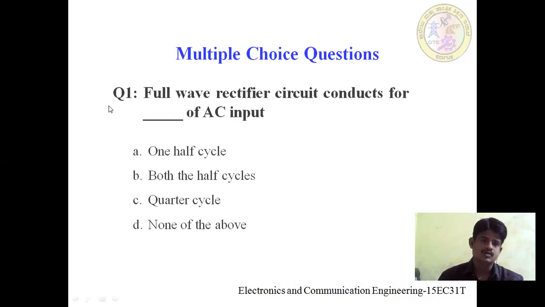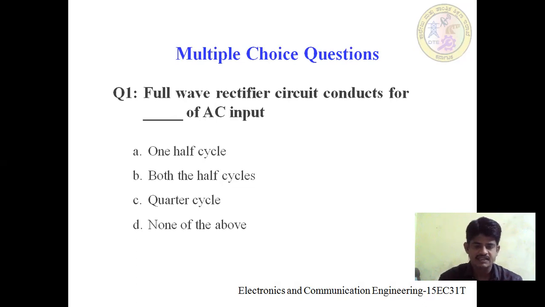Coming to question number one: a full wave rectifier circuit conducts for dash of the AC input. It is asking about the conduction of the full wave rectifier. Let's go with the options. Option A says one half cycle. Option B, both the half cycles. Option C, quarter cycle. Option D, none of the above. So the question is when the full wave rectifier conducts. Can you get the answer?